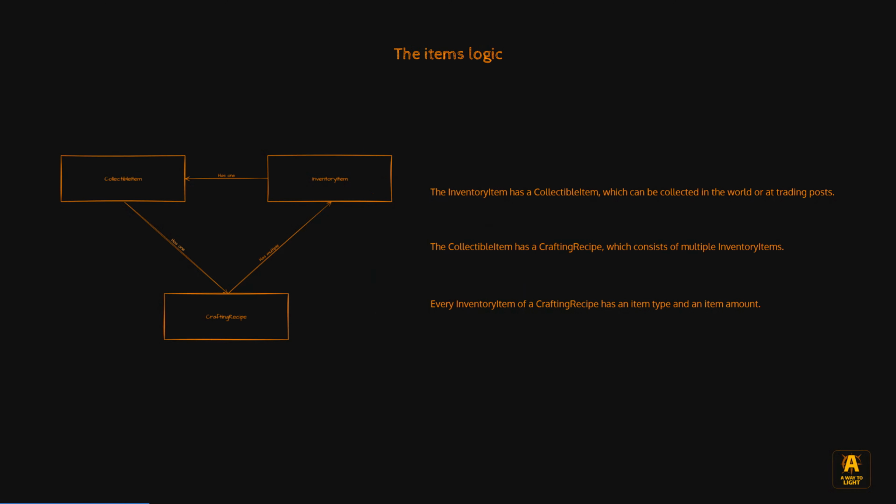I already have an inventory system, so I have an inventory item and a collectible item. An inventory item has one collectible item, and the collectible item has one crafting recipe. The crafting recipe consists of multiple inventory items, so we know how many items are needed to craft it.